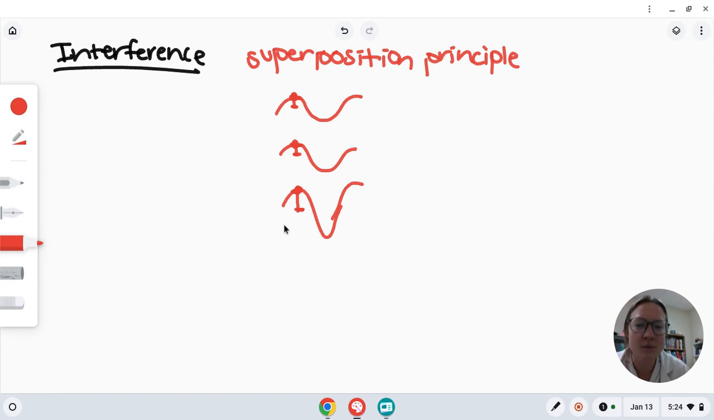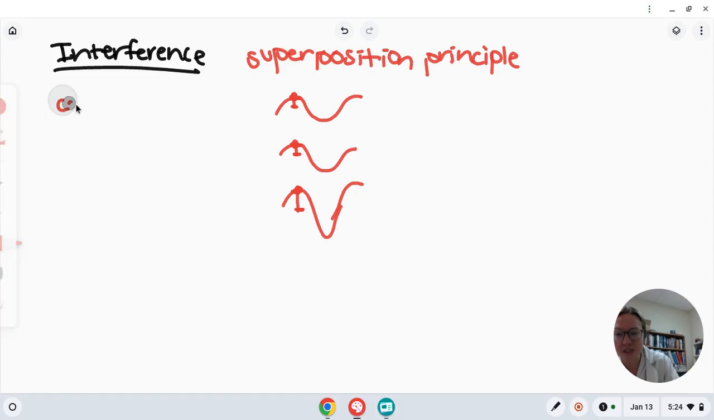This is what we call interference. When one wave interacts with another wave, you can combine their amplitudes to find the wave that results from those two waves. Let's take a look at two different types of interference patterns. The first type of interference that you could see is called constructive interference.